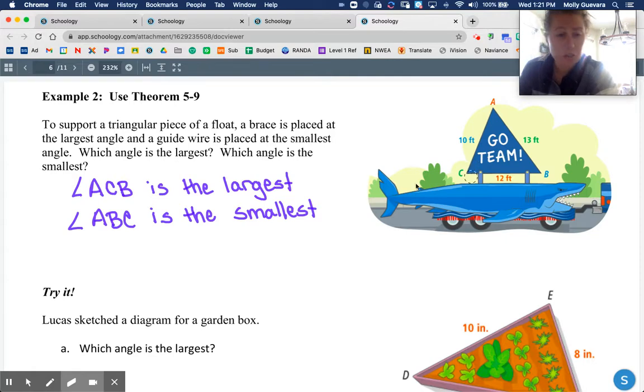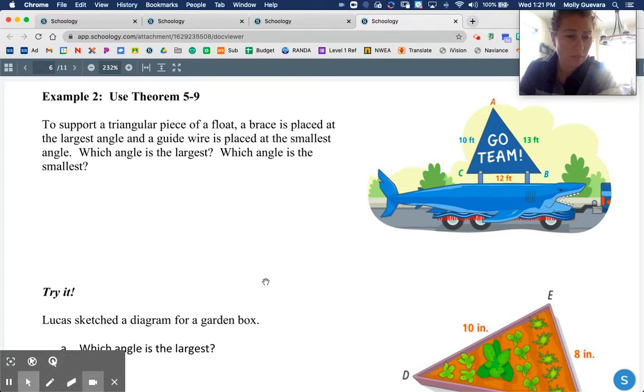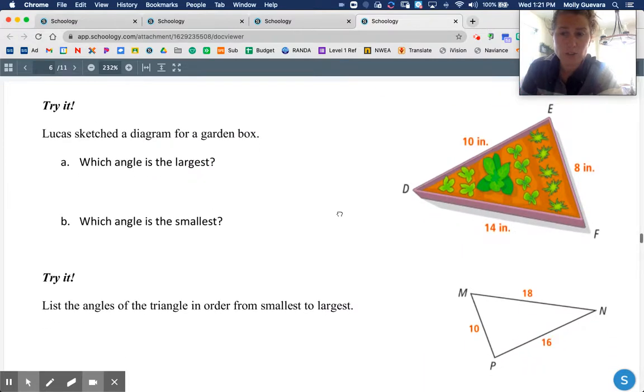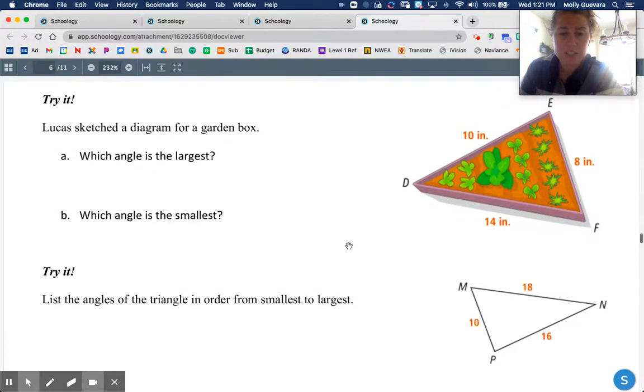You guys have 2 try-its. I'm going to scroll down so that you can see them. Okay, so 2 try-its here. It's just asking you what is the largest angle, what is the smallest angle, and then this one wants you to list the angles from the smallest to the largest. So you would put the smallest one first, then the middle, then the largest. Make sure that you use your 3 letters and go ahead and hit pause on this video and get it done, and then when you're ready to go over it, you can hit play.